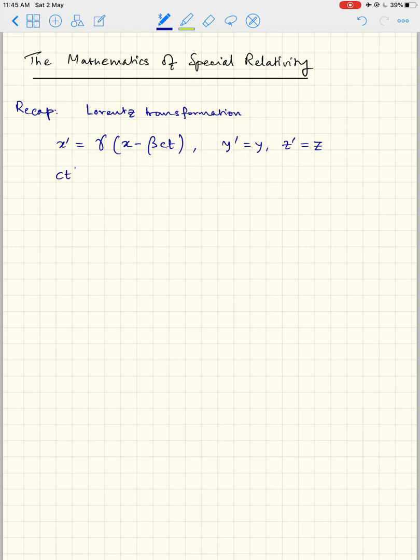And also ct primed is gamma into ct minus beta x, where gamma is given by 1 minus v squared over c squared to the power minus half, and beta is v over c.